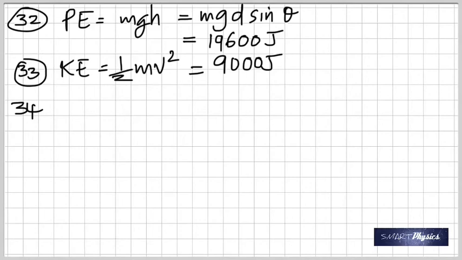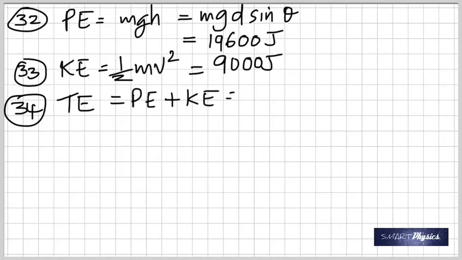All right, 34. We're moving along. 34. What is its total mechanical energy? What do you mean by mechanical energy? Mechanical energy means the sum of the potential and the kinetic. And the word total is there. It's the sum of both. Add them up and you get the answer as 28,600 joules.